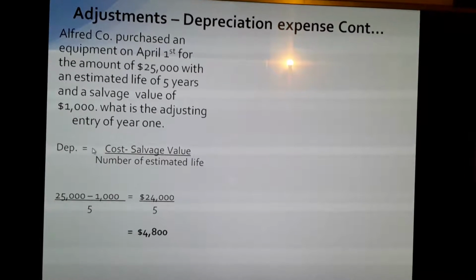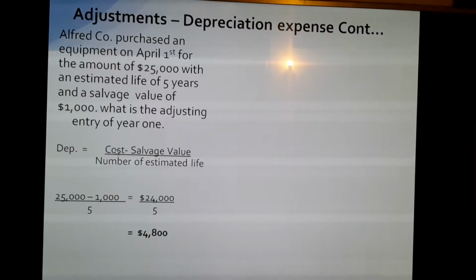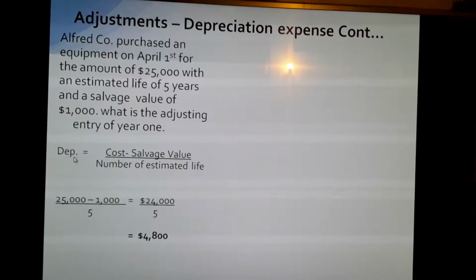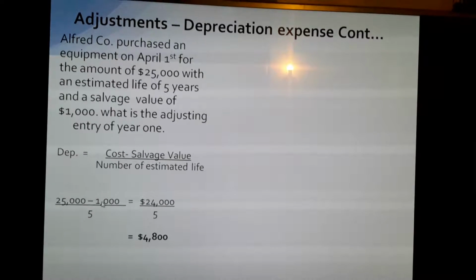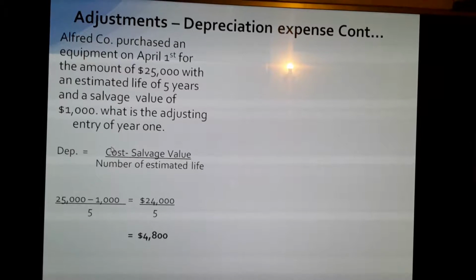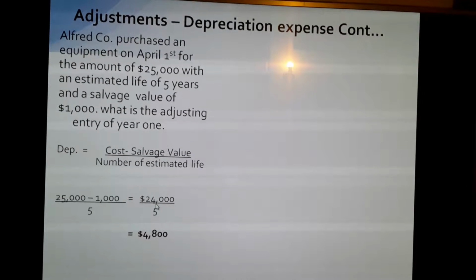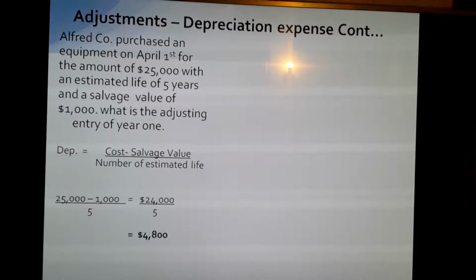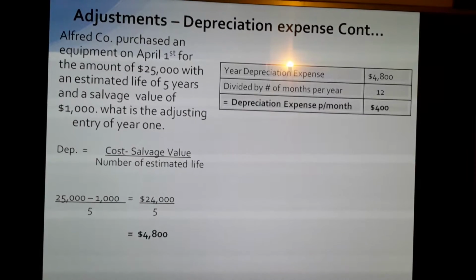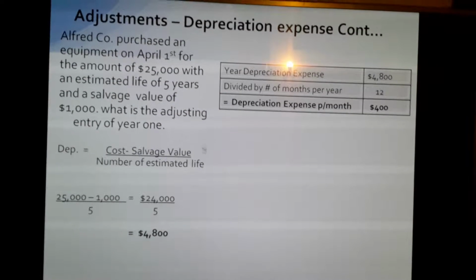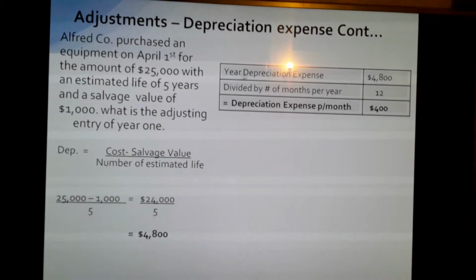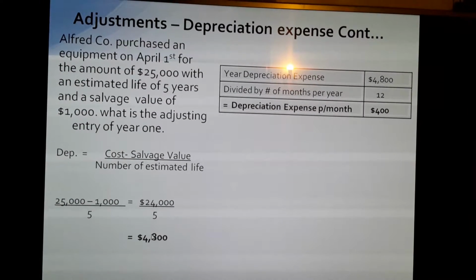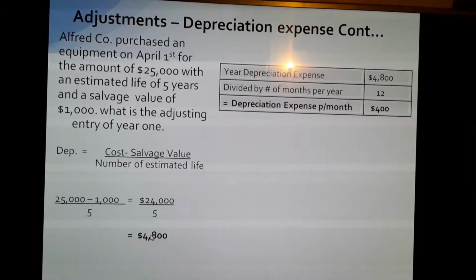Okay, so you use this formula: depreciation equals cost minus salvage value divided by number of useful life. The asset cost $25,000 and the salvage was $1,000, divided by the useful life, which is 5. So this will give you 4,800. But what you have to remember is the asset was bought when? We said the yearly depreciation is 4,800. So this asset is expected to depreciate 4,800 every year.